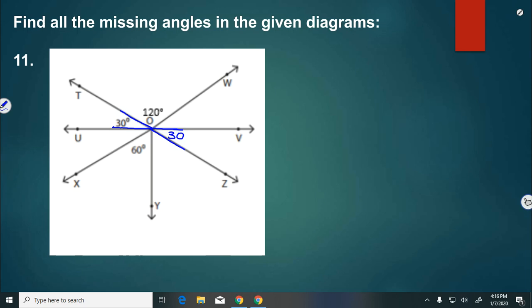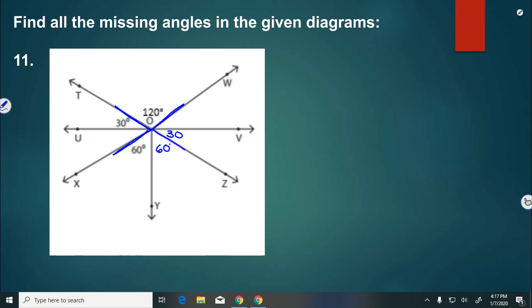Okay. And then this here, whoops, this is 30. Then this here has to be the same as this because they're on opposite sides of the vertex. So since this one is 120, these two together have to also be 120. If this one is 60, 60 and 60 make the 120. So that would be 60.